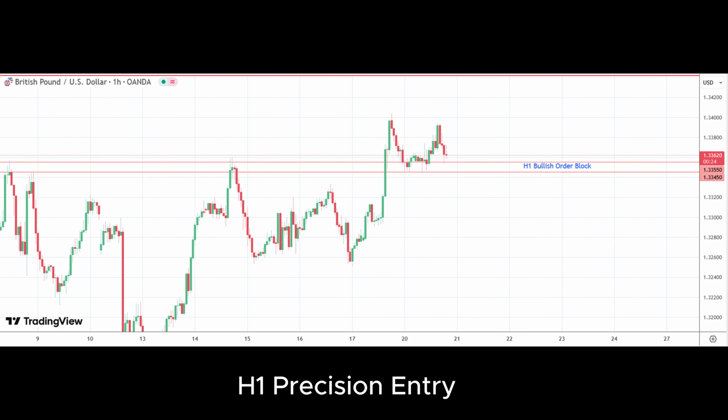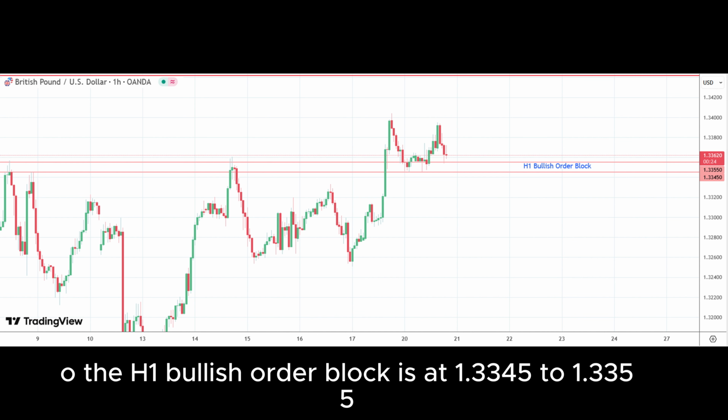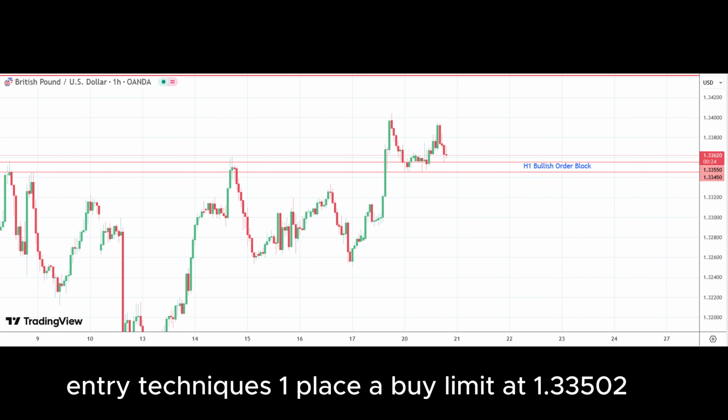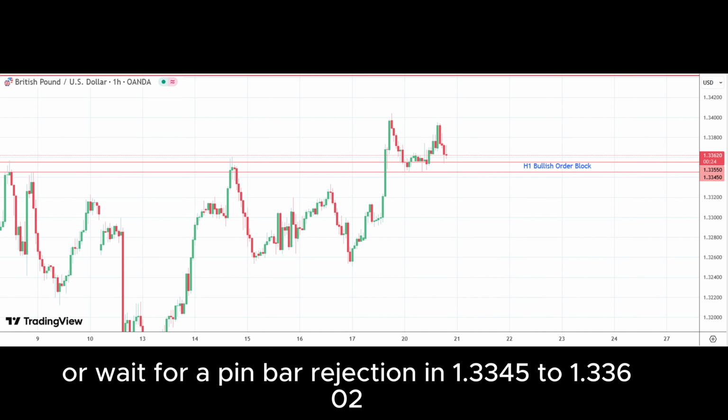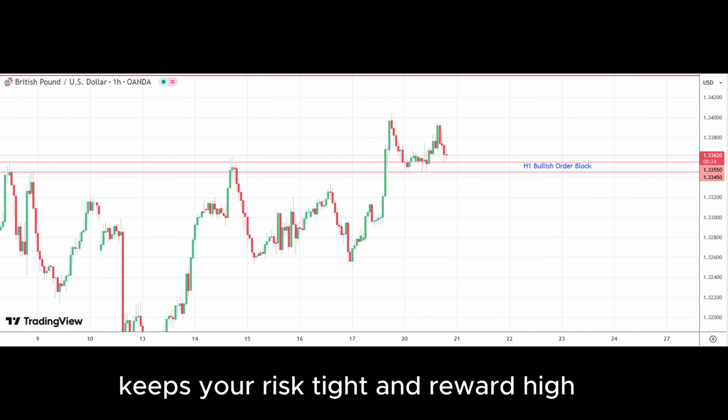H1 precision entry. Zoom into the H4 zone for finer detail. The H1 bullish order block is at 1.3345 to 1.3355, created by a strong green candle on May 20th. Entry techniques. 1. Place a buy limit at 1.3350. 2. Or wait for a pin bar rejection in 1.3345 to 1.3360. Refining your entry on the H1 chart keeps your risk tight and reward high.